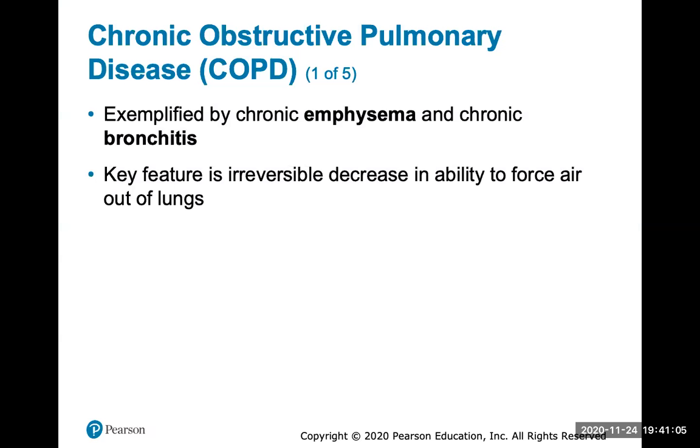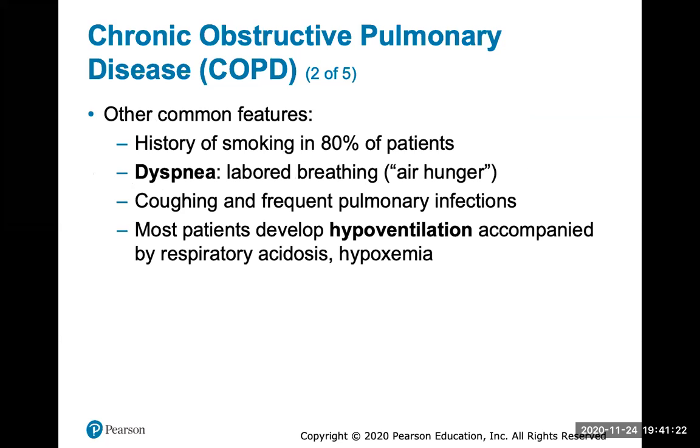Lung diseases, a couple of these you should know. Chronic obstructive pulmonary disease is a big one that you'll hear about, I'm sure. COPD is exemplified by chronic emphysema and chronic bronchitis. The key feature is irreversible decrease in the ability to force air out of your lungs. There's a history of smoking in about 80% of patients. Dyspnea is labored breathing, coughing, and frequent pulmonary infections.